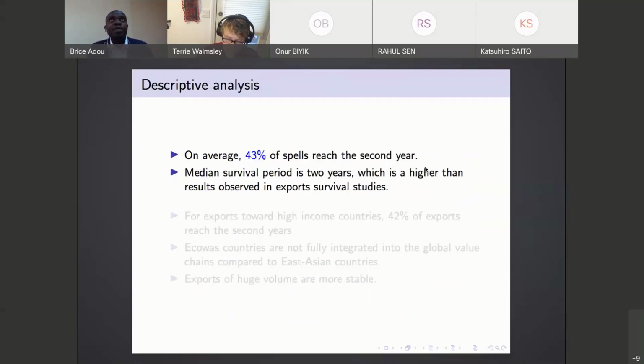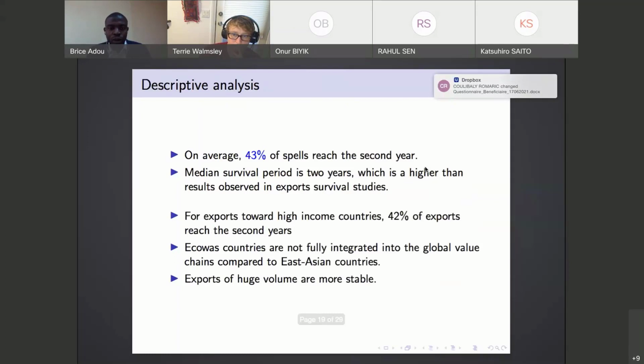In terms of descriptive analysis, when we ran the Kaplan-Meier estimate graphs, we showed that 43% of spells reach the second year. It means when countries start trading in the first year, only 43% of them reach the second year. So a large percentage of these trade relationships will die along the way.